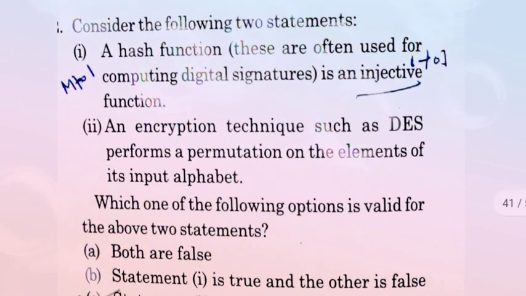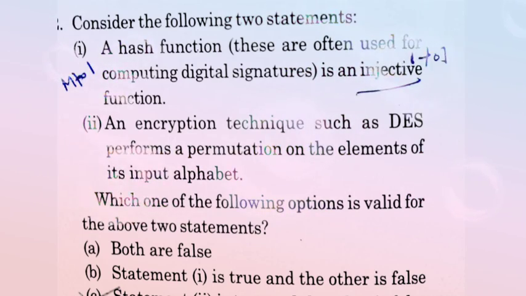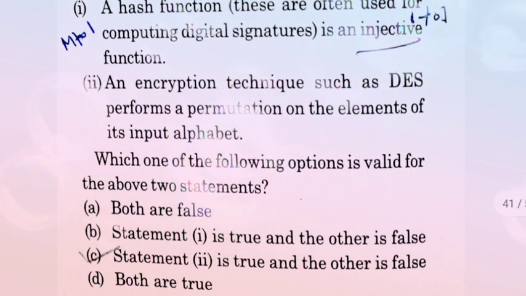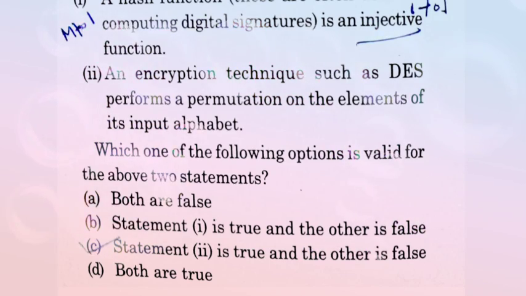Consider the following two statements. The first statement: a hash function, often used for computing digital signatures, is an injective, that is, one-to-one function. The second statement: encryption technologies such as DES perform a permutation on the elements of the input alphabet.